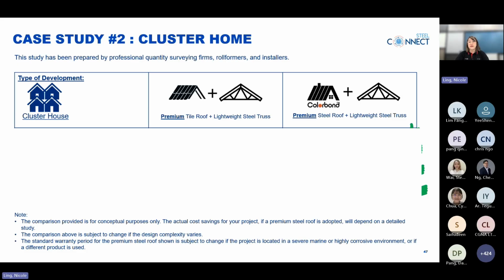Product performance and warranty, there is no change from the previous case study, as both tiles and steel roofing are evaluated as premium products. So in summary, even in a more compact, higher density cluster home development, the findings remain consistent. Premium steel roofing continues to deliver lower overall costs, faster construction through truss savings, and superior long-term performance.